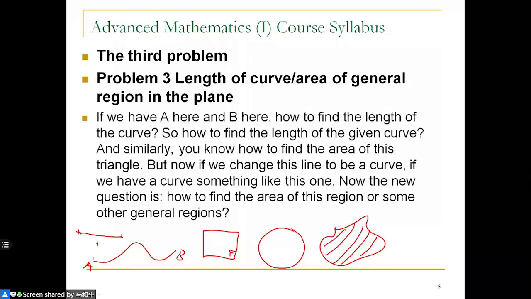And here, if we have A here and B here, how to find the length of the curve? So how to find the length of the given curve? And similarly, you know how to find the area of this triangle. For example, we have a triangle, and I also know how to find its area. But now if we change this line to be a curve, something like this one, the new question is how to find the area of this ridge or some other general ridges.